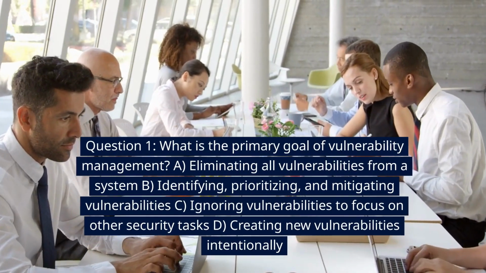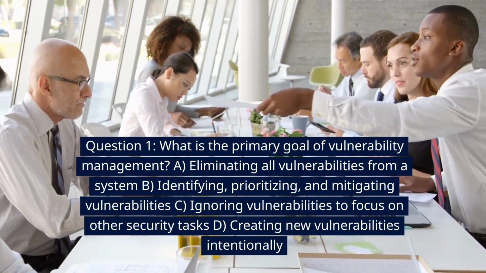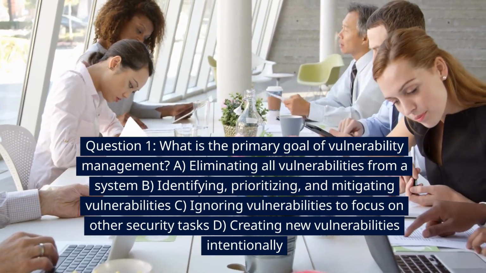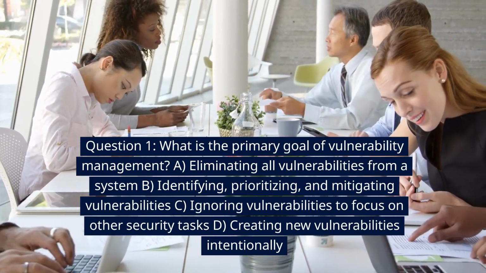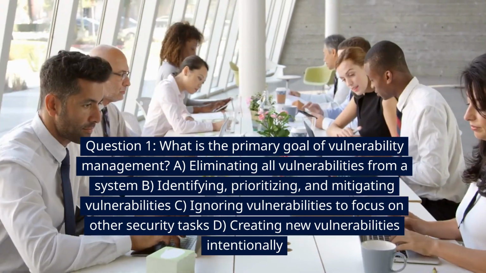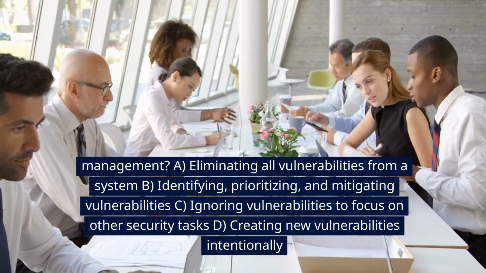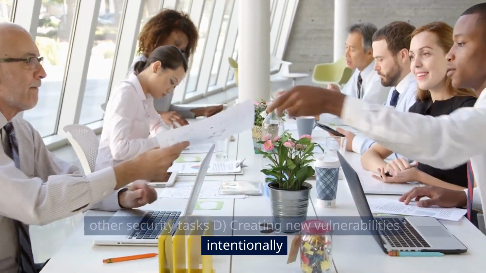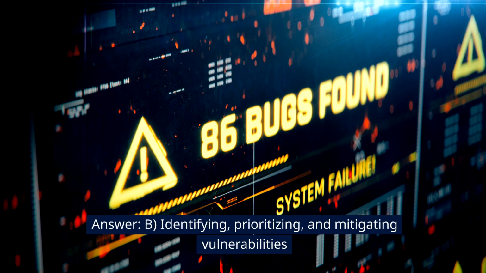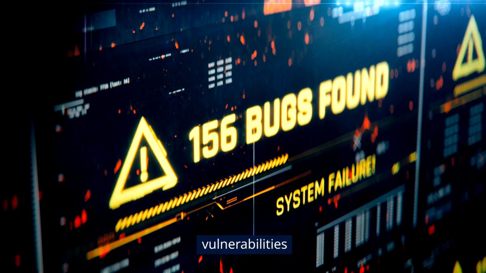Question 1. What is the primary goal of vulnerability management? A. Eliminating all vulnerabilities from a system. B. Identifying, prioritizing, and mitigating vulnerabilities. C. Ignoring vulnerabilities to focus on other security tasks. D. Creating new vulnerabilities intentionally. Answer. B. Identifying, prioritizing, and mitigating vulnerabilities.